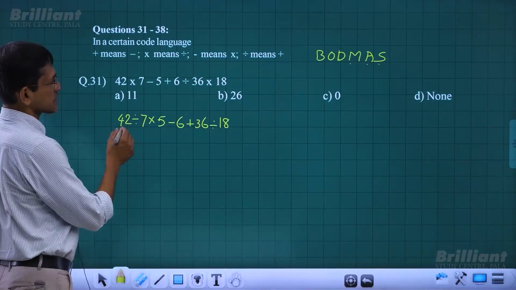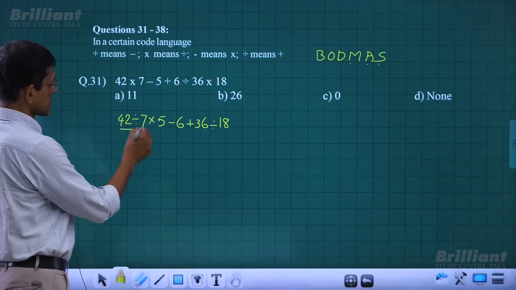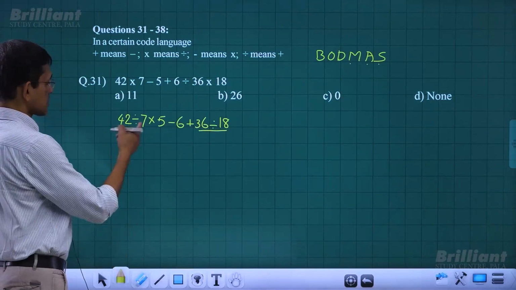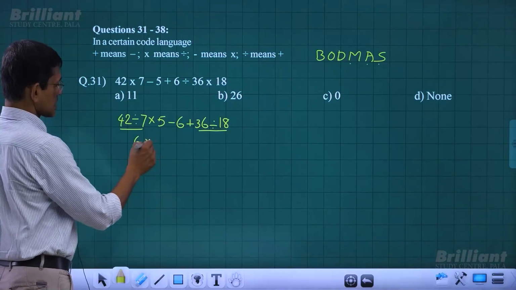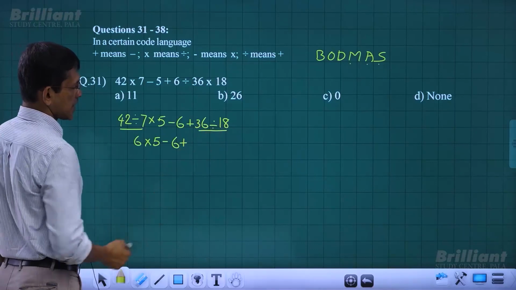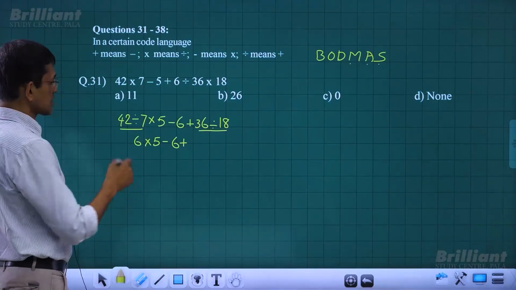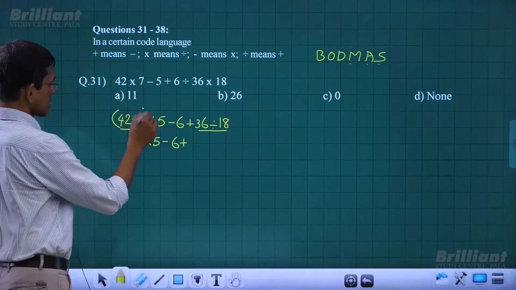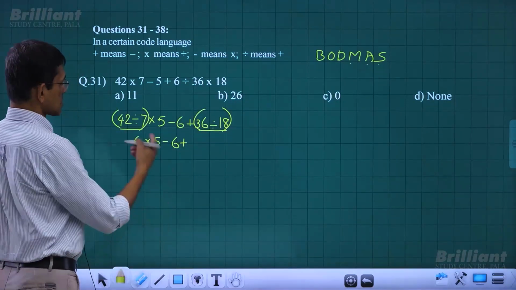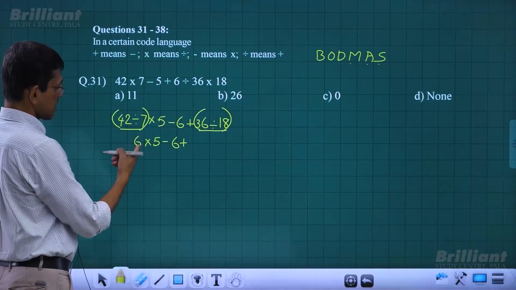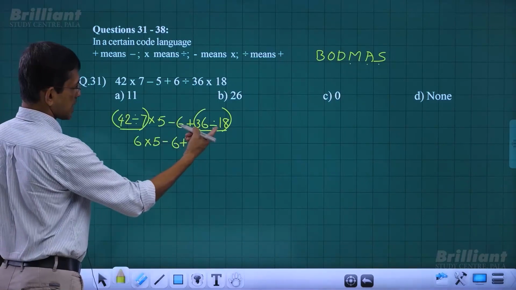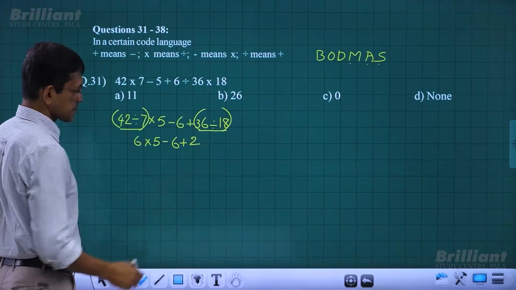Now what we have is division, so division must be done first. Here we have division as well. 42 by 7, that's 6. 6 into 5 minus 6 plus 36 by 18. The best way to deal with this question: if you have a division, put it in a bracket, solve that part, then go for the other part. So 42 by 7 is 6, then into 5, then minus 6 plus 36 by 18, that's 2.